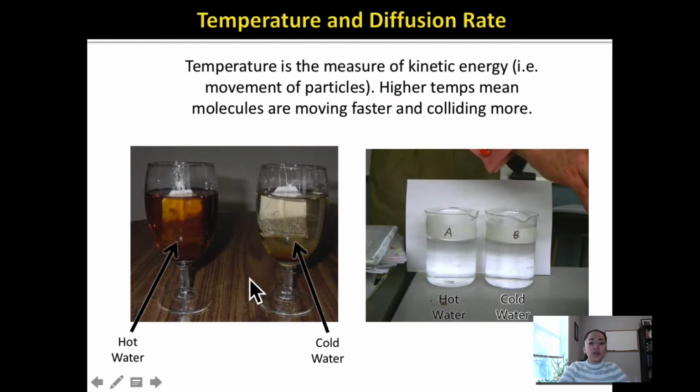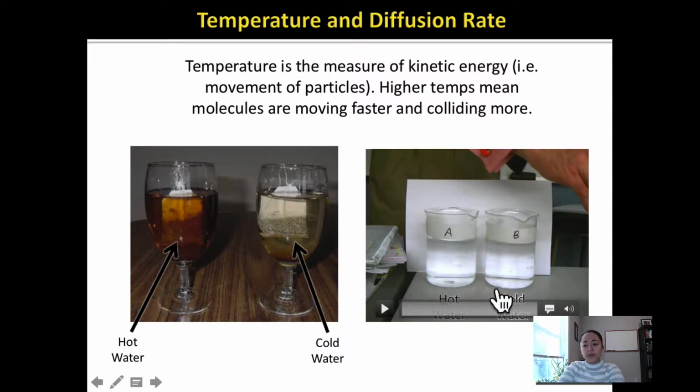You've seen this when you've tried to make tea, for example. If you put a tea bag in hot water, the tea diffuses outside of the bag really quickly. However, if you try to brew tea in cold water, it takes much longer for the tea to diffuse out of the bag, and that's because of the colder temperatures.